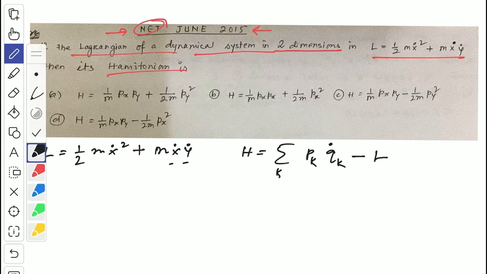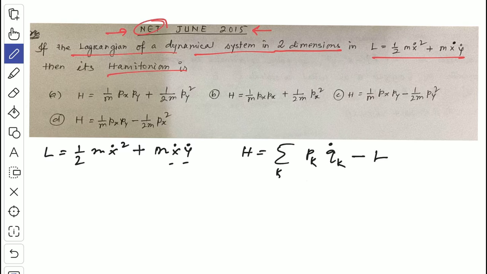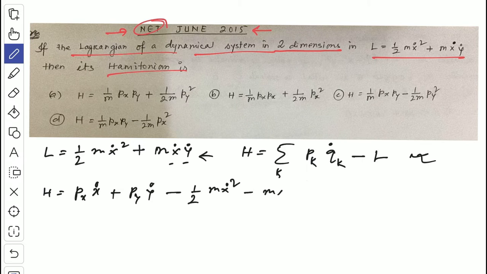If you remember, then you should know this, I think. So here, the Hamiltonian is equal to p_x and position q dot, which will be x dot for the x component, and for the y component p_y and y dot according to this formula, then minus L. L is already given here, this is the L: half m x dot square minus m x dot y dot. This is what we have got.